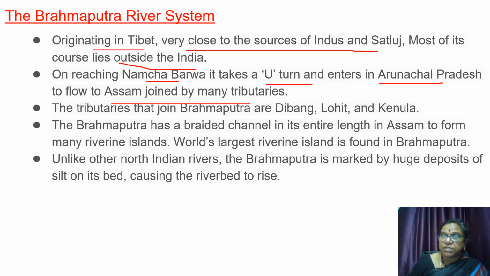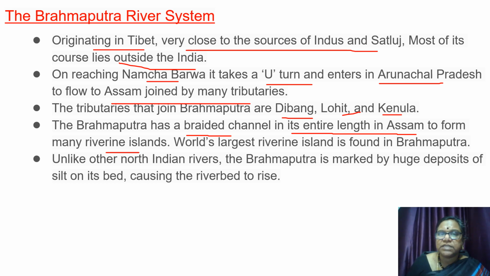The tributaries that join Brahmaputra, for you to remember the names, are Dibang, Lohit and Kenula. Now the unique feature of Brahmaputra river system is it has got a braided channel, like a plait, which ladies do, along the entire length in Assam, to form many riverine islands. In between the braids you see small islands that are formed, which we call the riverine islands.